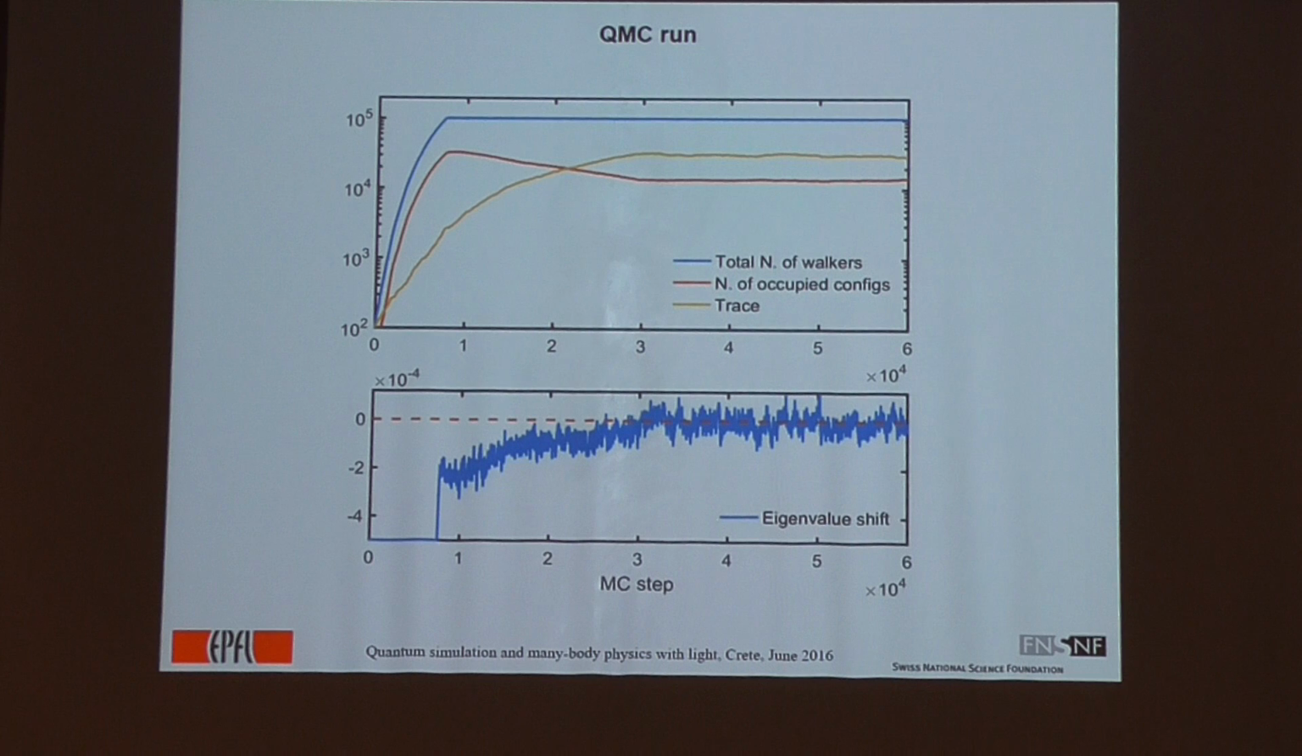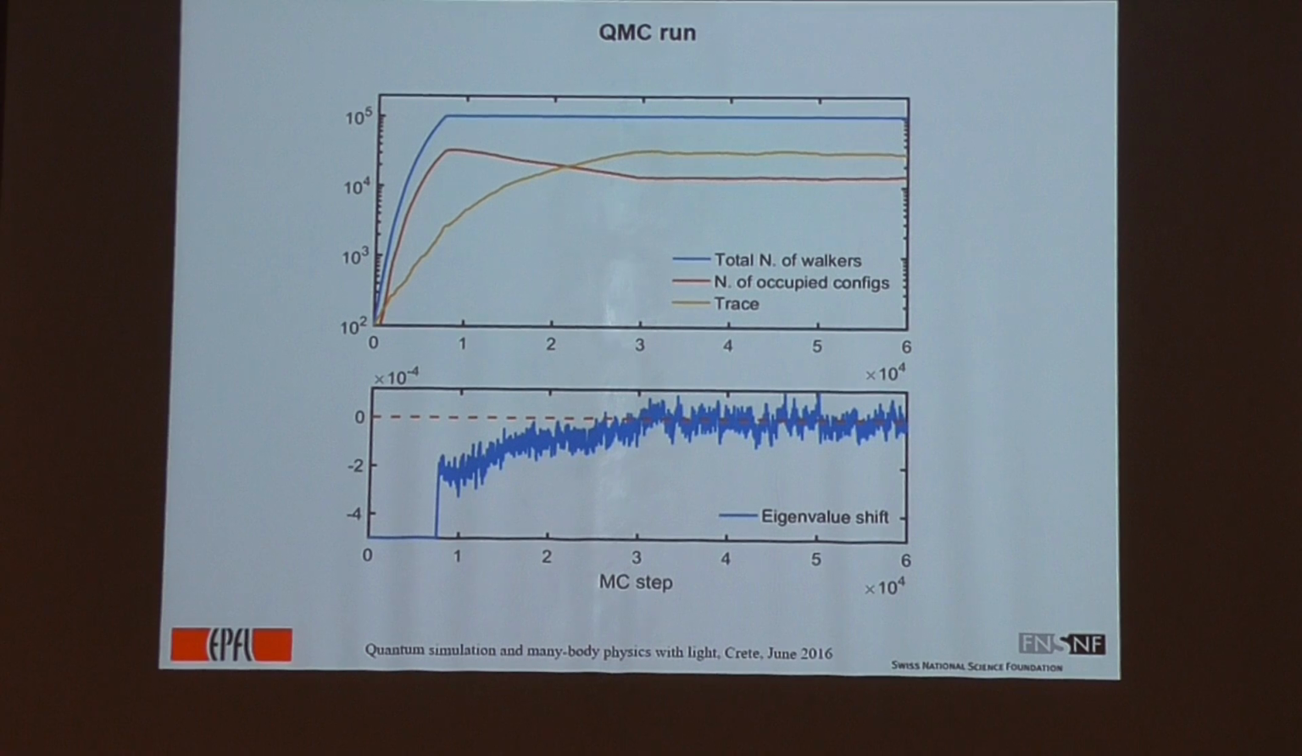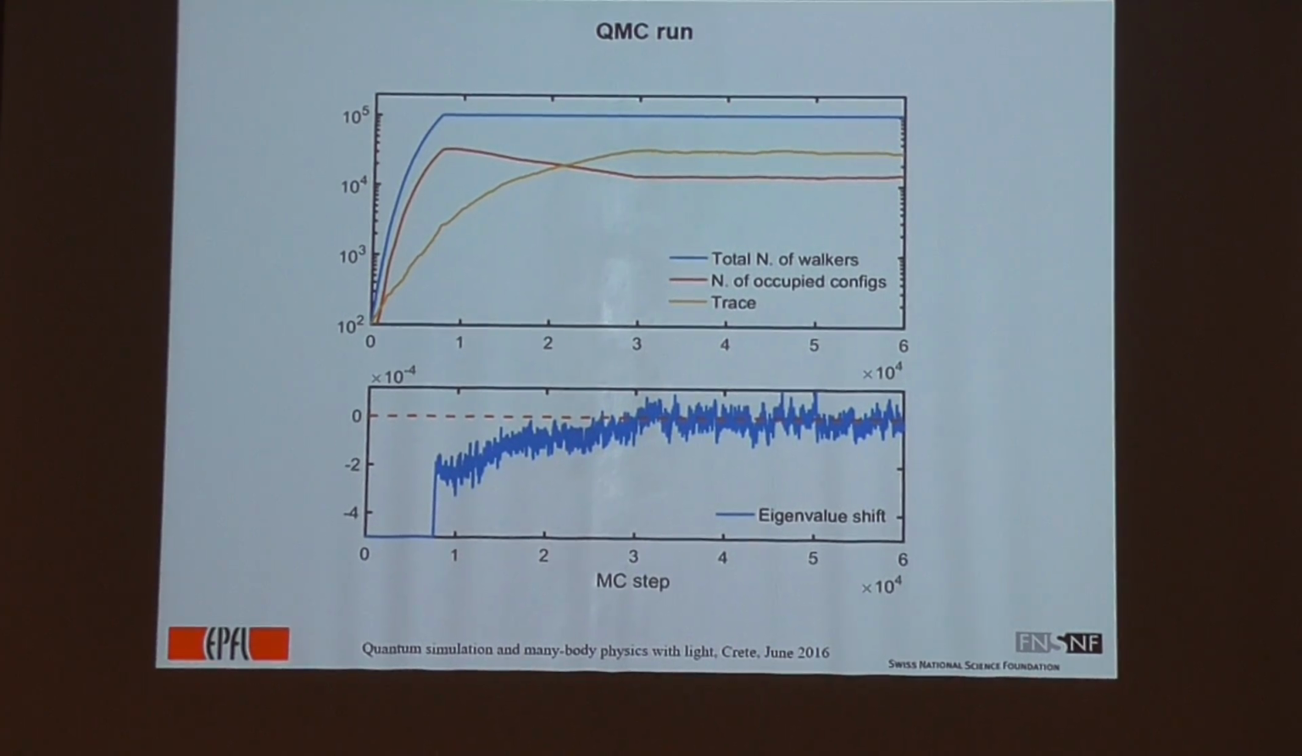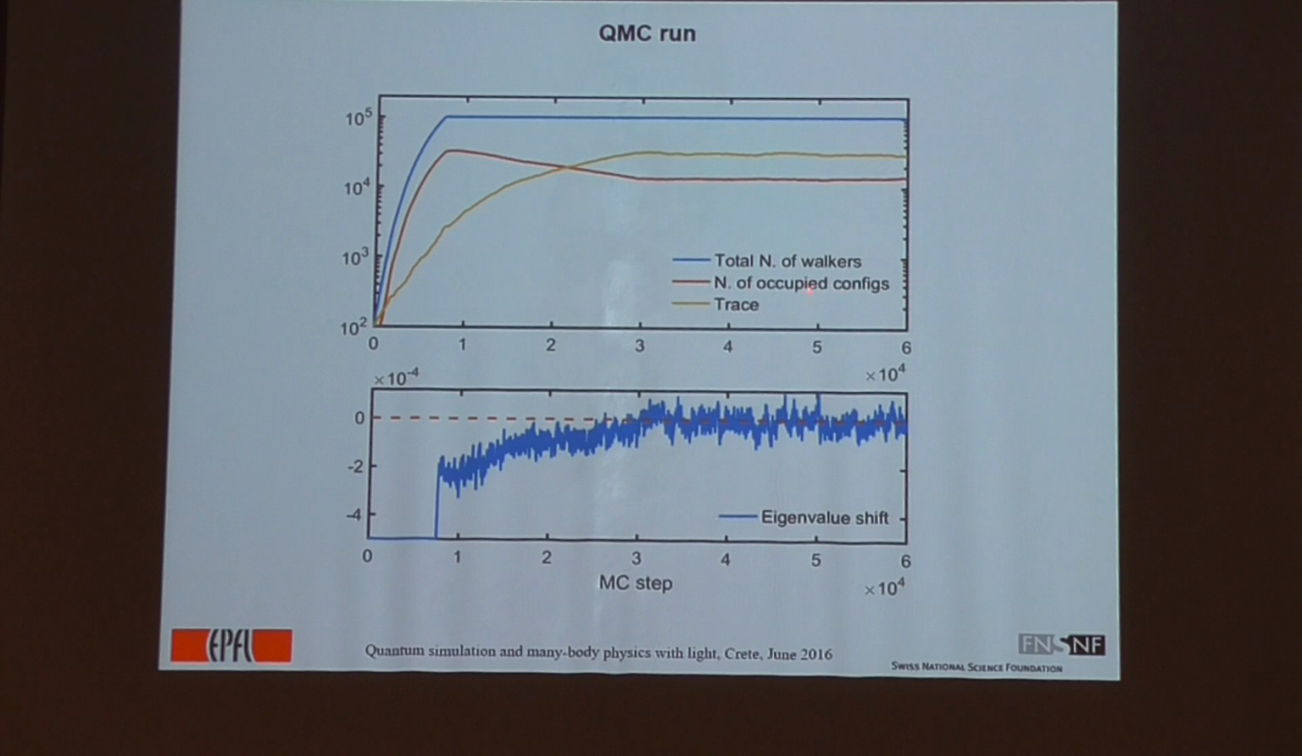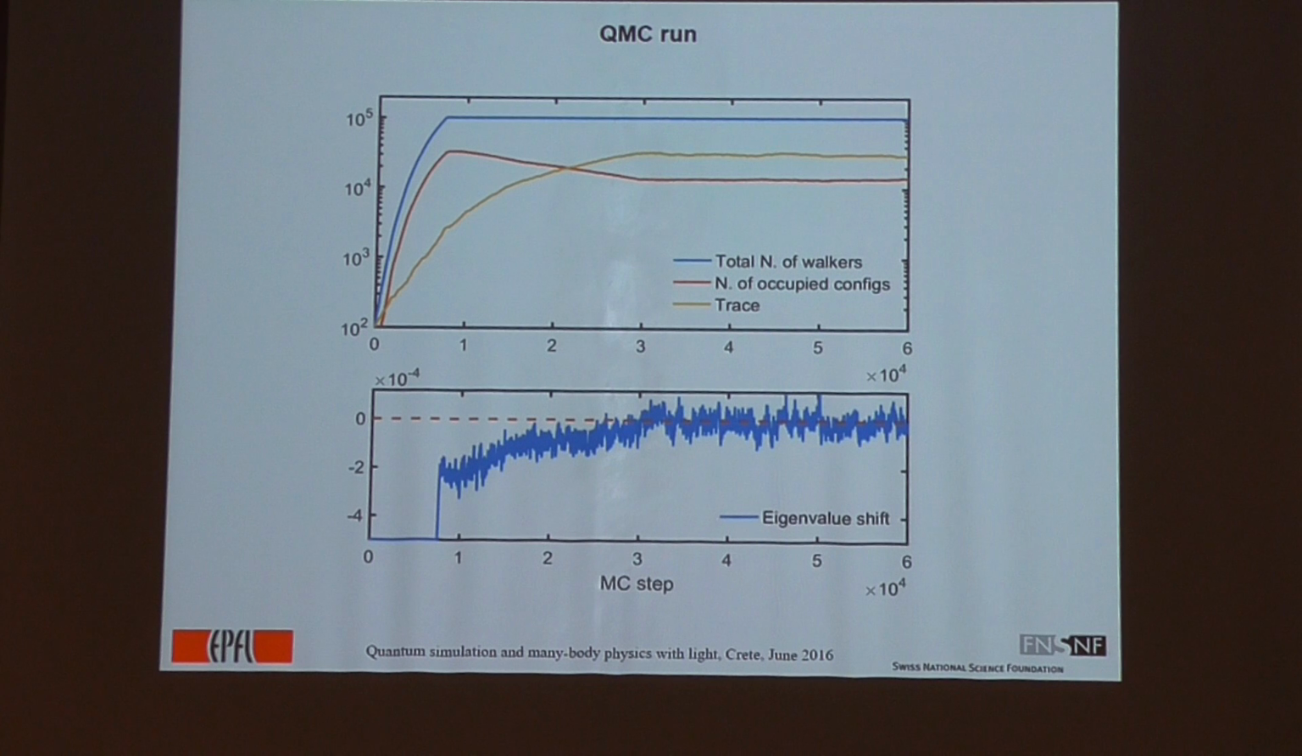The red is the number of occupied configurations. At steady state, it's about 10,000. Remember that this density matrix has 16 million matrix elements, so we are using only 10,000 basis elements at a time to sample this object. This gives you an idea of how Monte Carlo works. It just uses a very small part of the Hilbert space, but it roams around and it samples everything.